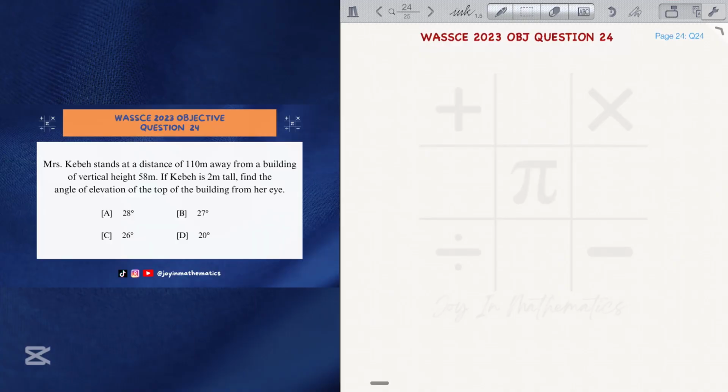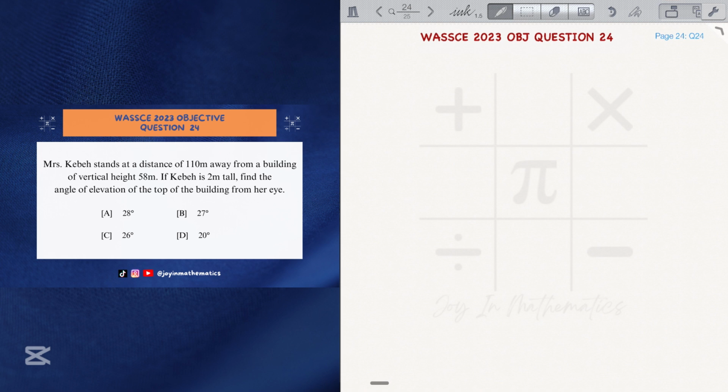Moving on to WAEC 2023 objective question 24. We're given a question here that involves angle of elevation. Mrs. Kibe stands at a distance of 110 meters away from a building. The building is of vertical height 58 meters. If Kibe is 2 meters tall, find the angle of elevation of the top of the building from her eye.